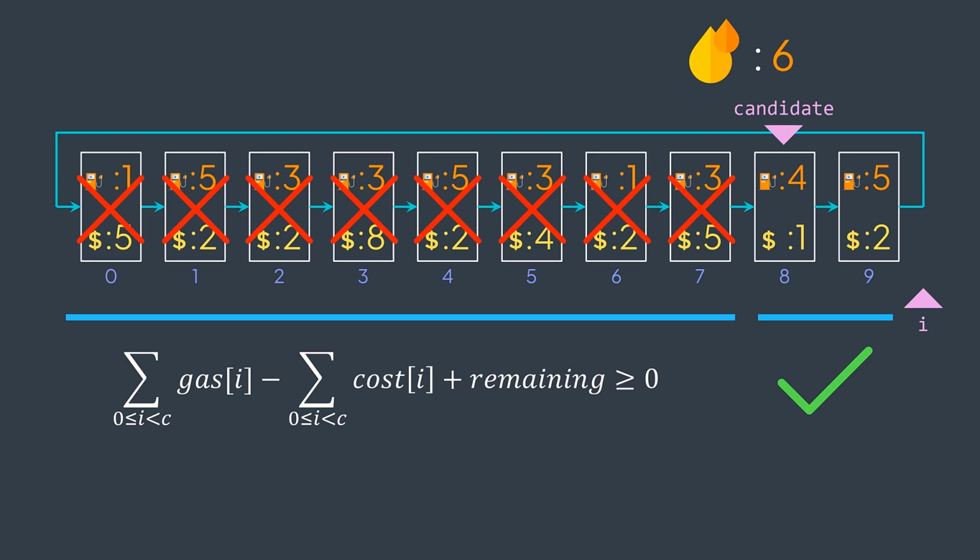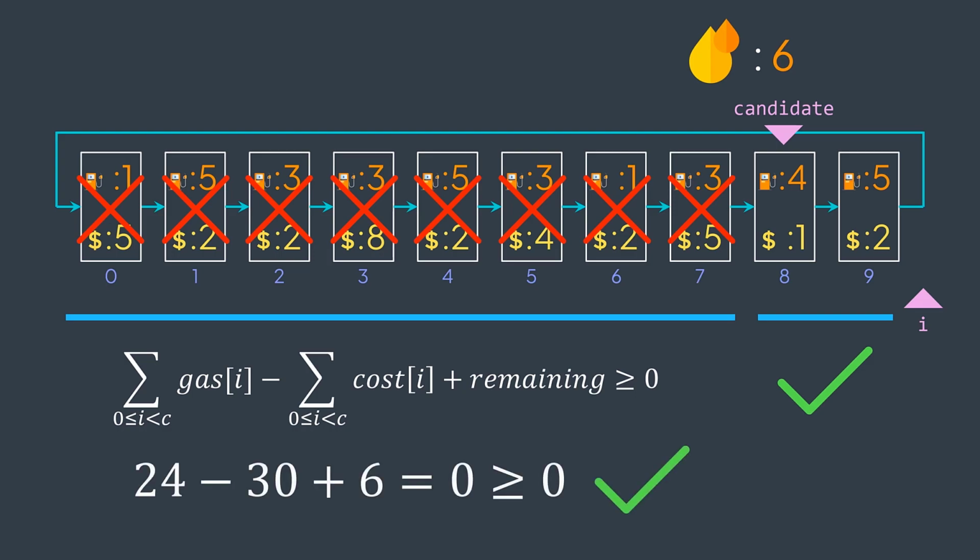For example, here the sum of gas from 0 to candidate exclusive is 24, and the sum of cost from 0 to candidate exclusive is 30. The difference is minus 6. What remained from candidate to the end is 6. What remains in the path before candidate is minus 6. By adding them together, we get 0, which is positive. So candidate is the valid station.